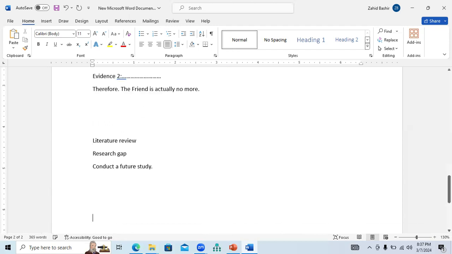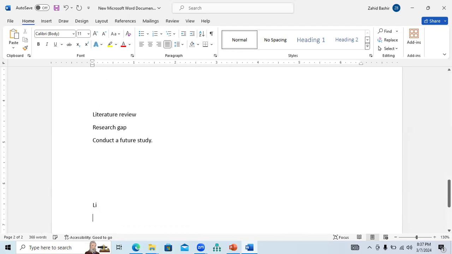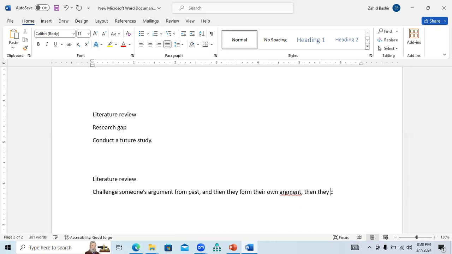But in the modern world, what people do is they try to read the arguments of different persons in the literature review section. They challenge someone's argument from the past, and then they form their own argument, and then they conduct a study to prove the validity of their argument.